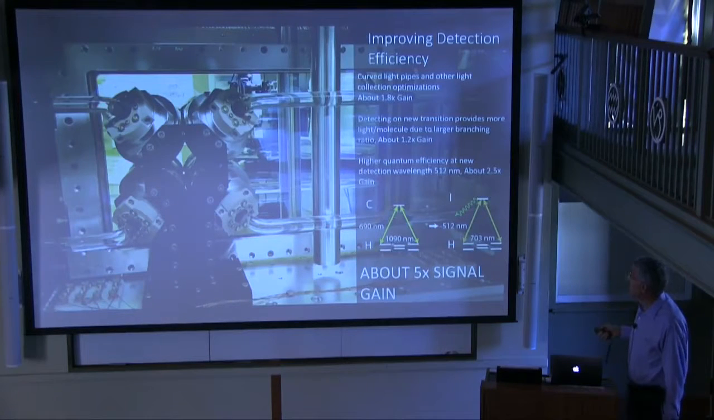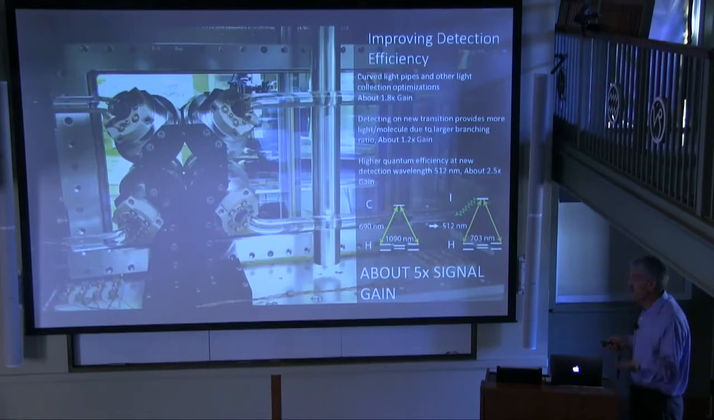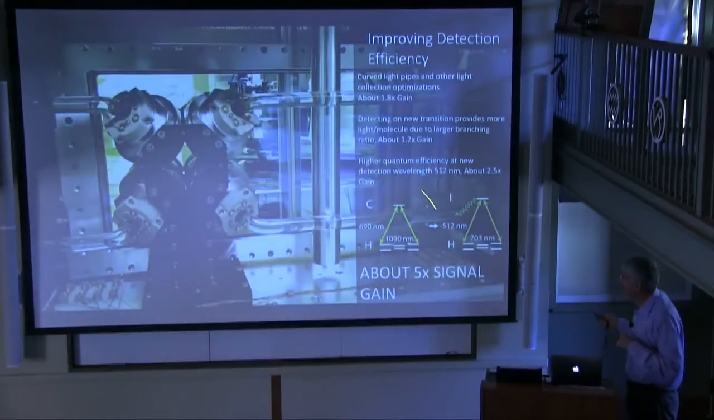That's great, but it is complicated because this has a shorter lifetime. We have to think about how to take data. Now we digitize every single pulse, so we have to take a lot more data, including the fact that we have 8 PMTs. So it has ramifications, a ripple effect, but we've overcome that. And now we're also going to increase the efficiency of state preparation. I'm sorry, I got the 12 confused. This is a factor of 5 for all of that together.